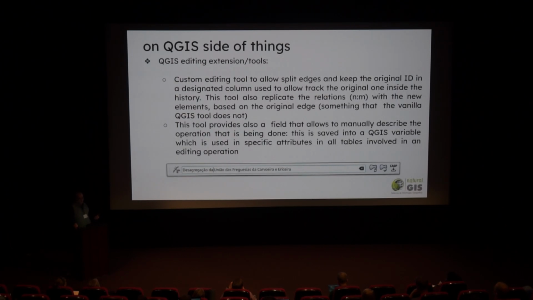At that time, we also had to create a custom digitizing tool that allowed cutting edges and at the same time keeping the ID of the original edge, to be able to store it in the history table. Probably this is something that in recent versions of QGIS you can do by default, but at that time this was not yet available, so we had to create this tool, and at the same time the tool allows the user to describe why this change is being made.